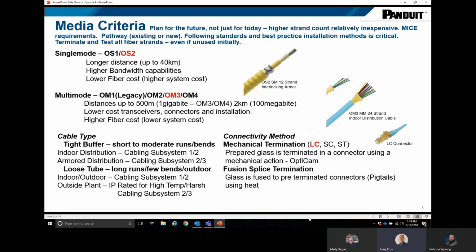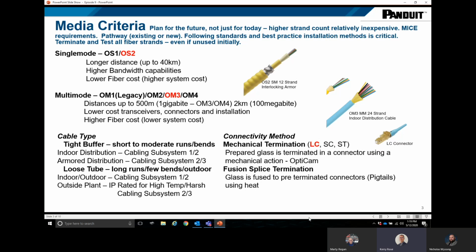Multi-mode fiber has gone through some changes over the last 20 years, starting with legacy OM1 fiber. And now today we really standardize on OM3 and OM4, which have been designed to be used with vertical cavity surface emitting laser technology. We can support distances of 1 gigabit for up to 500 meters, or we can go 2,000 meters for up to 100 megabits on an OM3 or OM4 multi-mode fiber system. Multi-mode fibers have a lower installed cost versus single mode, but the fiber itself actually is more expensive.